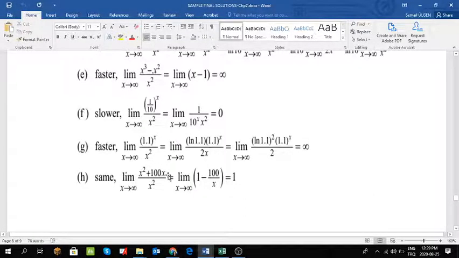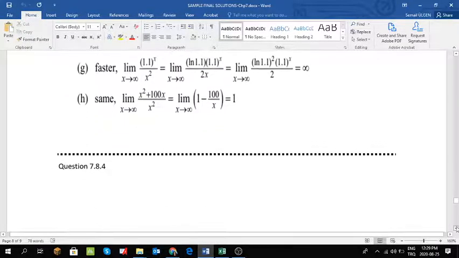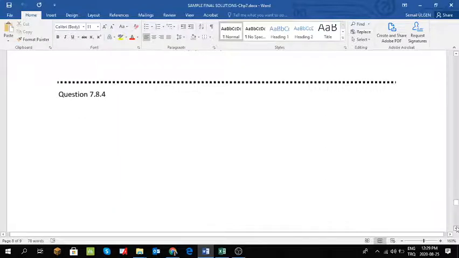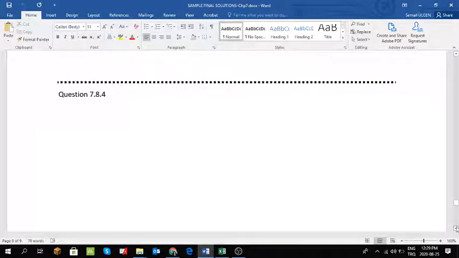And let's compare x squared plus 100x with x squared. They have the same degree, so they grow at the same rate. The proof of it is you just take the limit of the ratio, and you're going to see that the limit is 1. Okay, that's how you should handle it. You have to show that the limits are the same. The limit of the ratios is either bigger than 1, less than 1, or equal to 1. Okay, that's the end of chapter 7 solutions.